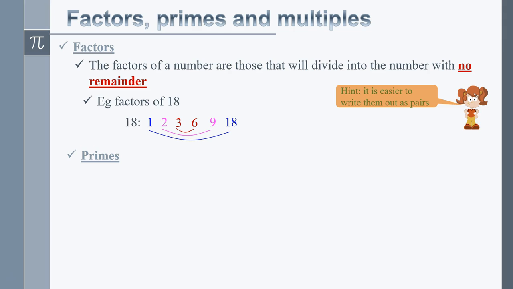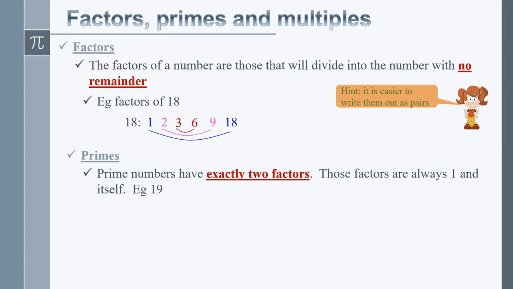Right, prime numbers. Now the reason I did primes after the factors is because we need to know about factors to be able to know about primes. And the technical definition of a prime number is that it's got exactly 2 factors. And those factors are always going to be 1 and itself. So for example, if I take 19, what numbers can divide into 19 with nothing left over? Well, it's going to be 1 and 19.